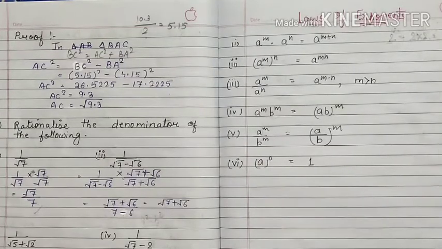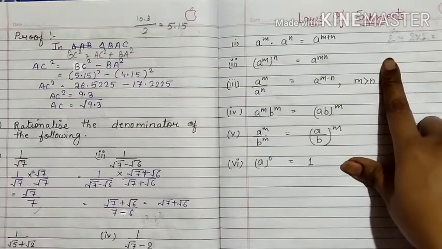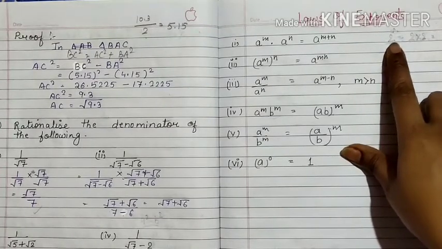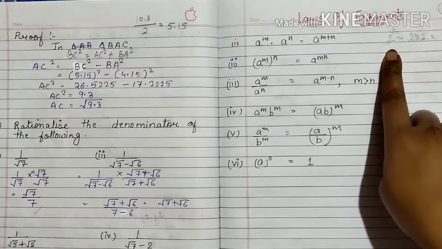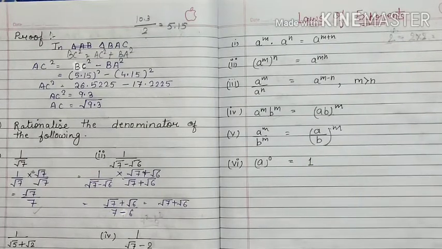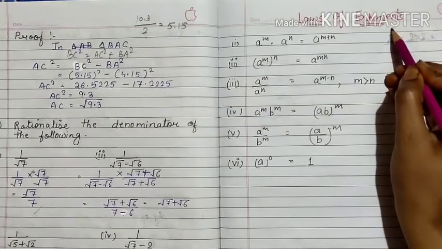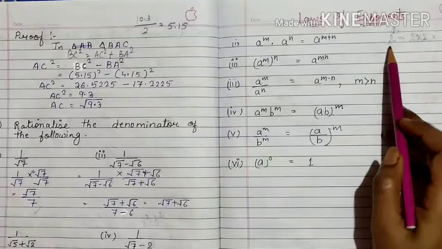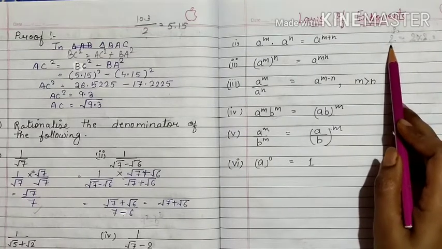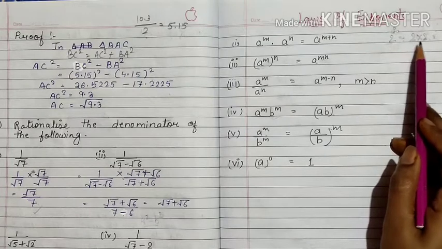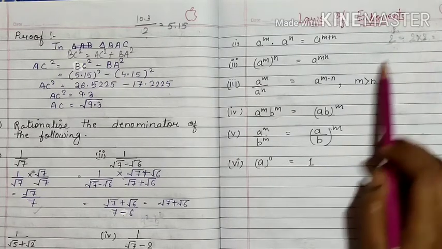What is an exponent? Here I have taken one example, 2 power 2. What is 2? 2 is called the base, and the power of 2 is 2. It means that 2 is multiplied 2 times. The same number is multiplied 2 times: 2 into 2, 4.